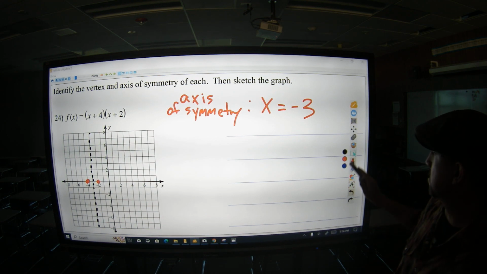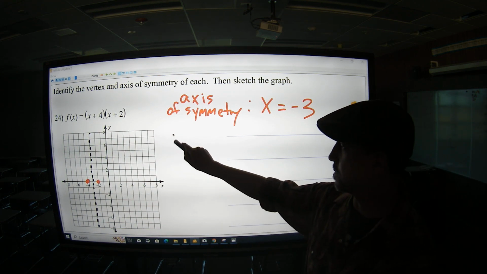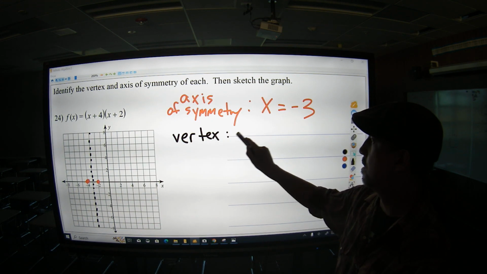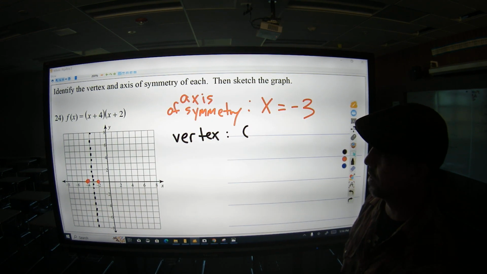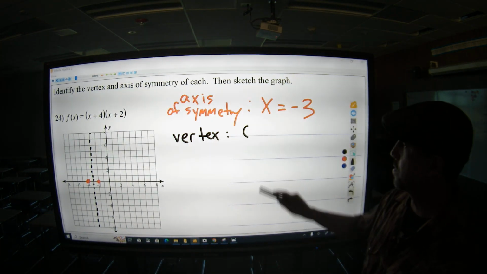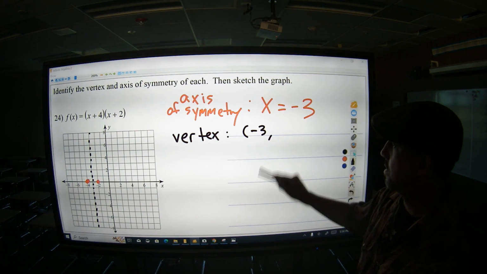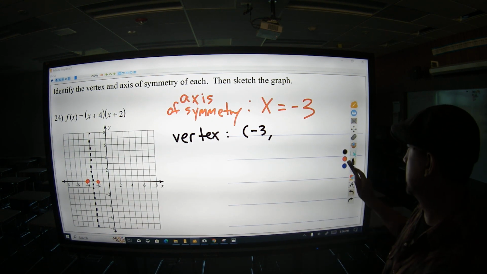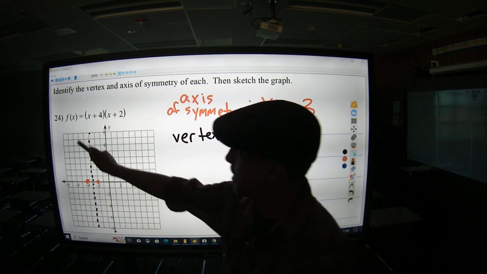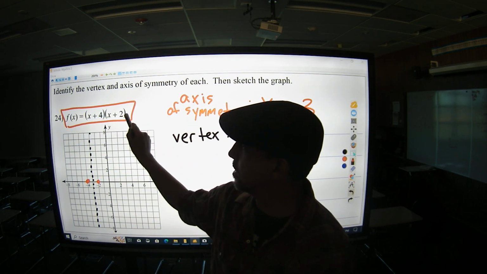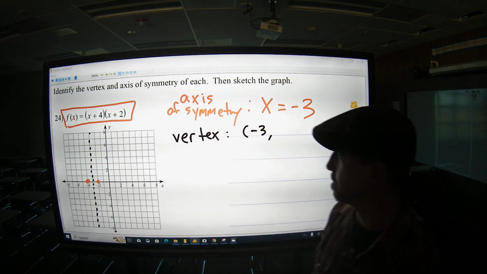Okay, now we need to figure out what the vertex is. All we know is the x coordinate of the vertex, because the vertex, again, must be on the axis of symmetry. So I know the x coordinate is -3. Now I need to figure out what the y coordinate would be. And to do that, I have to calculate f of -3 by plugging it in to x into this formula.